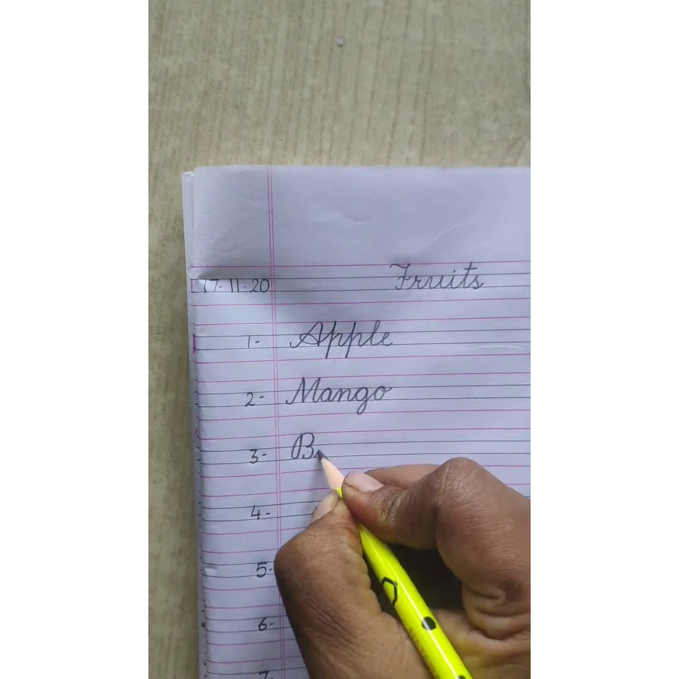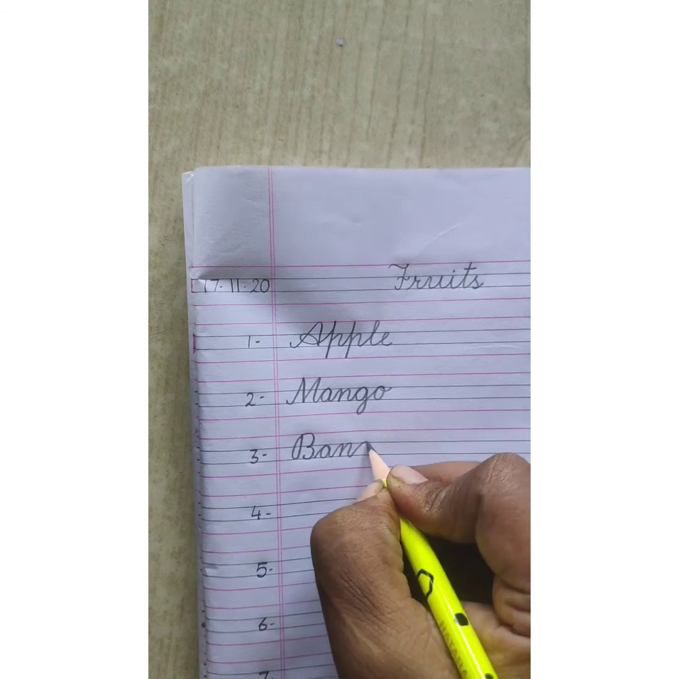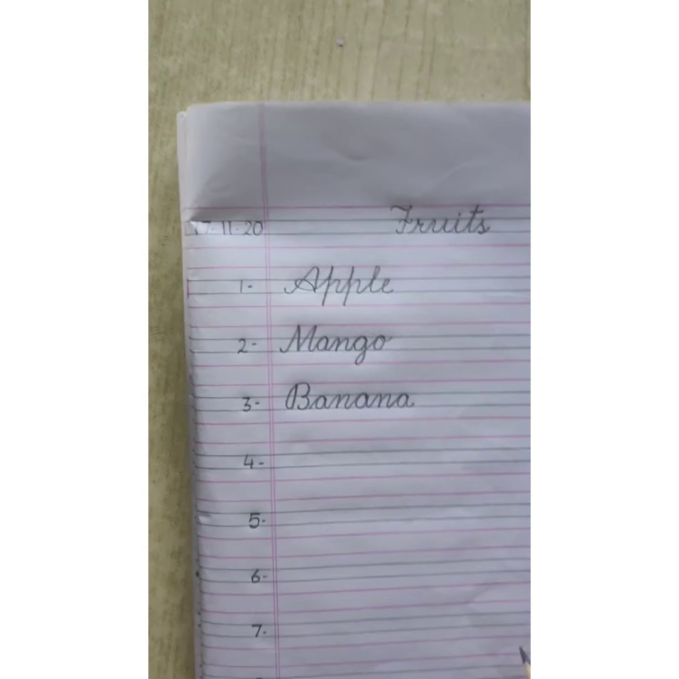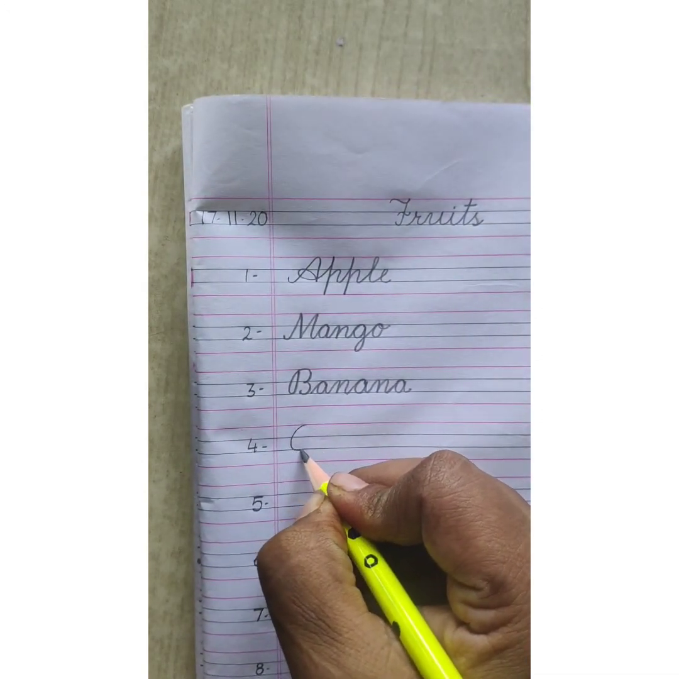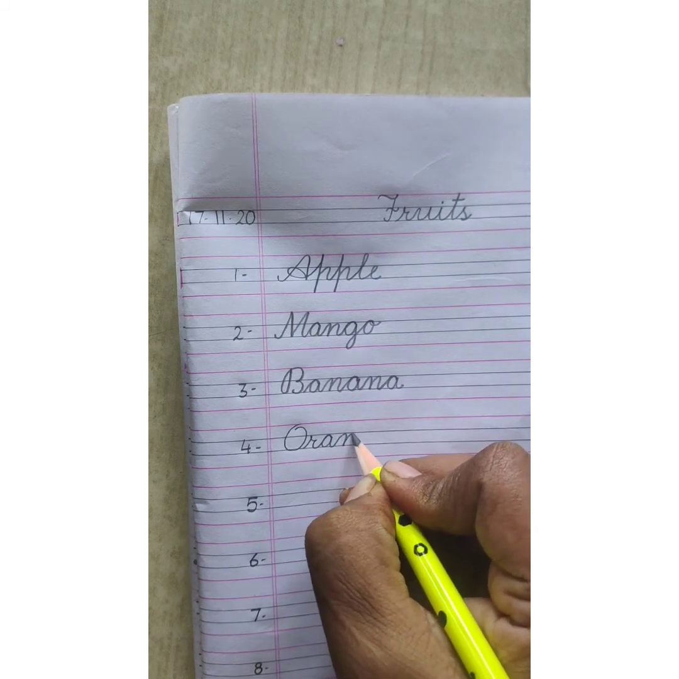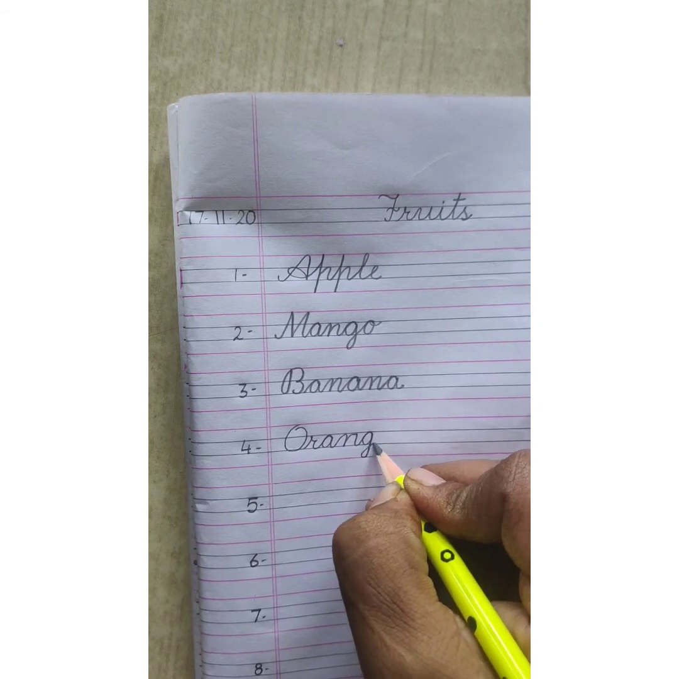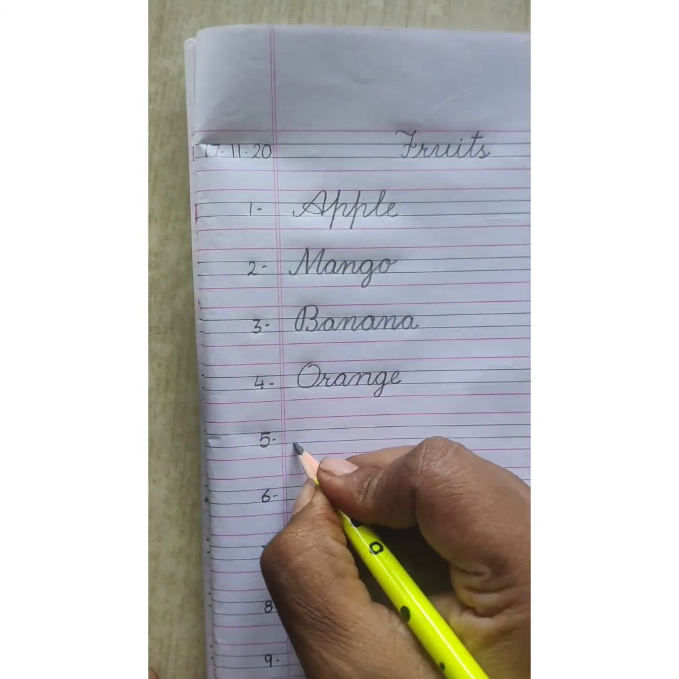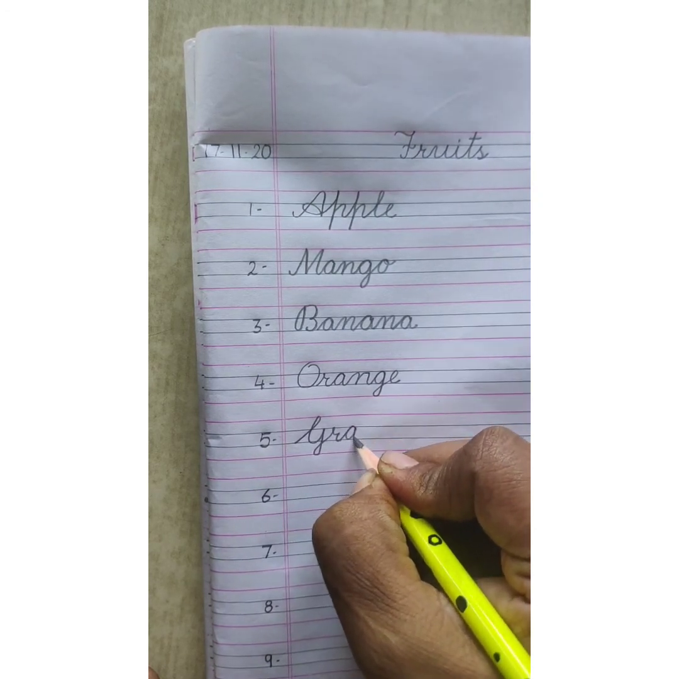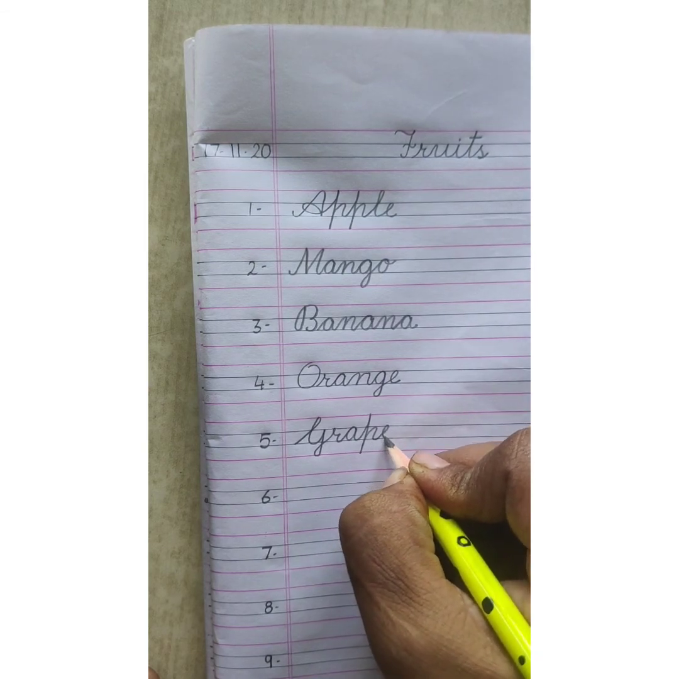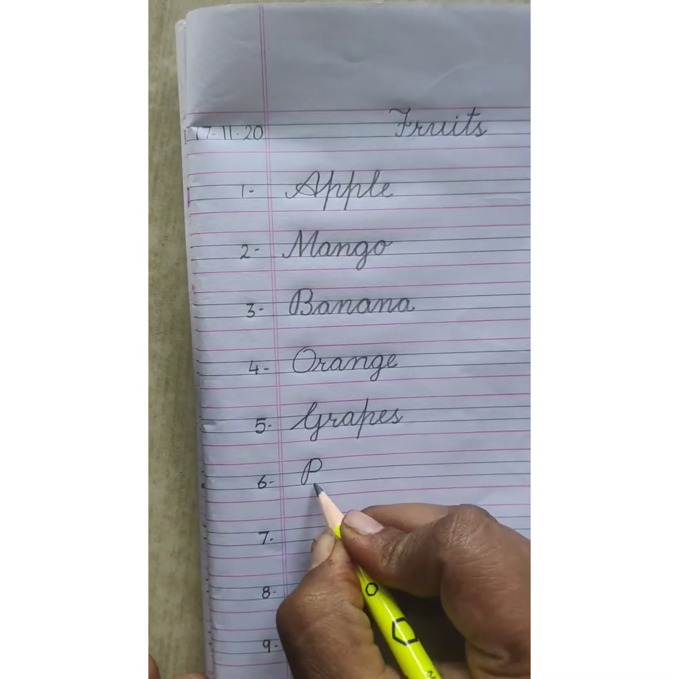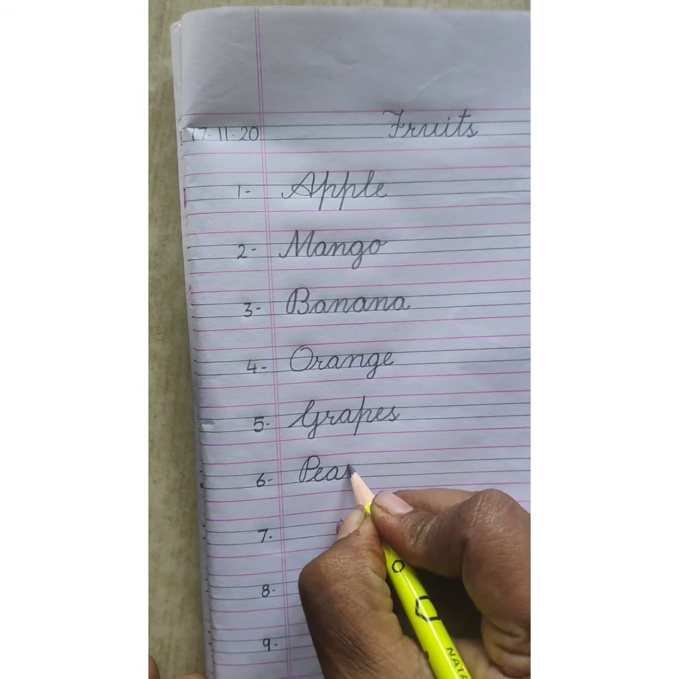The third word is banana. B A N A N A, banana. The next word is orange. See how to write orange? First, all of you write O R A N G E, orange. Next word is grapes. G R A P E S, grapes. Next, pear. P E A R, pear.